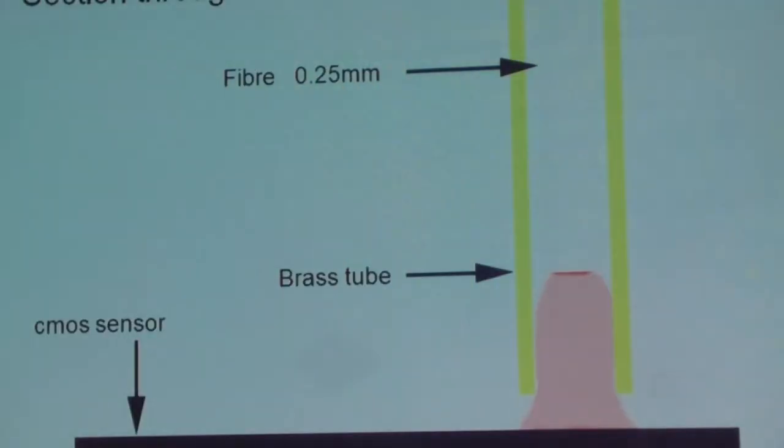Here's a cross-sectional view of that. The fibre's hidden a little way up the brass tube to stop the light spreading all over the place. There are no lenses involved, and that would only complicate things, I think, and make it rather difficult to set up with focal lengths of tiny little lenses and so on. So that's a schematic.